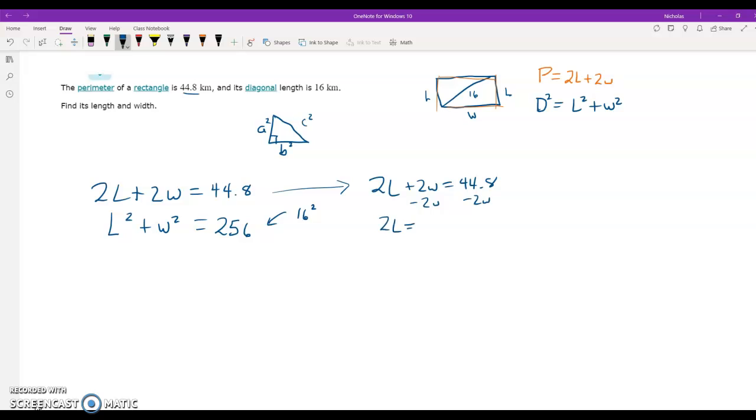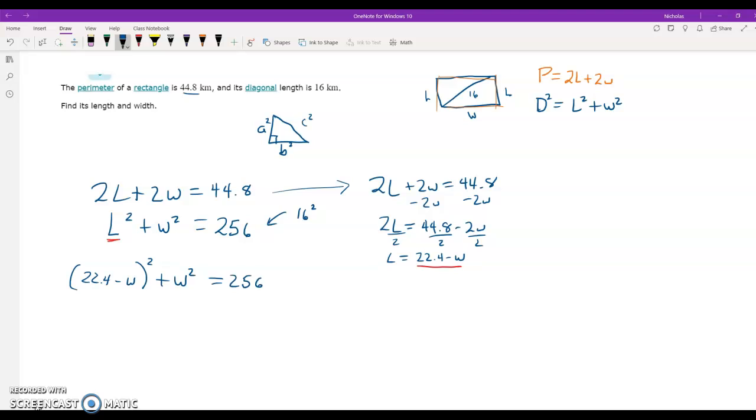And we get 2L is equal to 44.8 minus 2W. Divide everything by 2. We're going to get L is equal to, that would be 22.4 minus W. And then we're going to do substitution here. We're going to plug that value in to our Pythagorean theorem problem and replace the L. Now, this is common, but where you see that L, let's put the 22.4 minus W plus W squared equals 256.